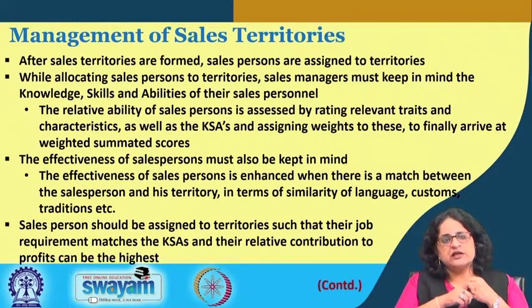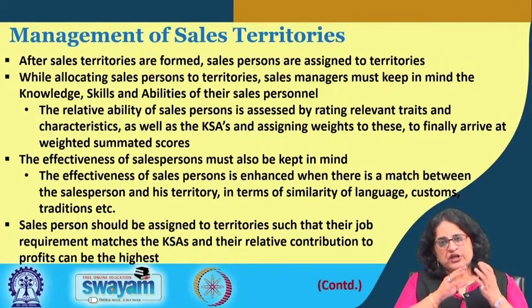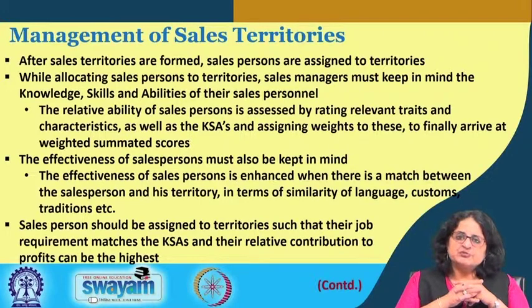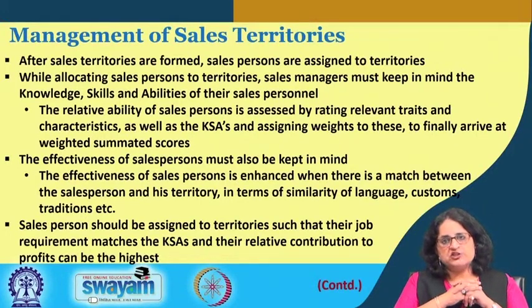So, what I am trying to say here is that you have to understand the requirements with respect to the knowledge, skills, abilities of salesperson across territories, and see which kind of salesperson would fit in which of the territories, so that there can be a good fit, and the company can earn good sales. So, the relative ability of salesperson must be assessed, and this is assessed by identifying relevant or important traits and characteristics, as well as the knowledge, skills and abilities, and assigning weights to these, and to finally arrive at weighted summated scores, which would tell you about the relative ability of a salesperson.